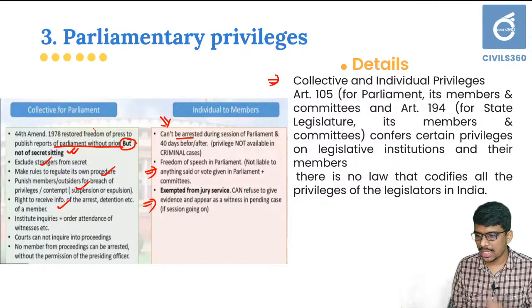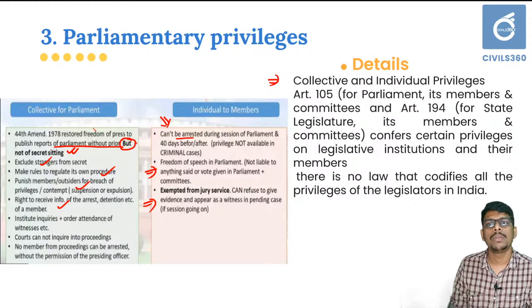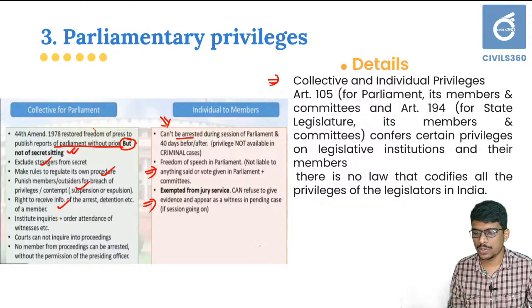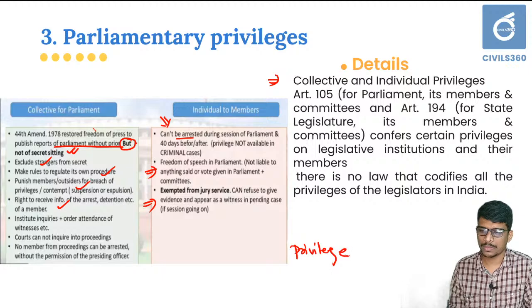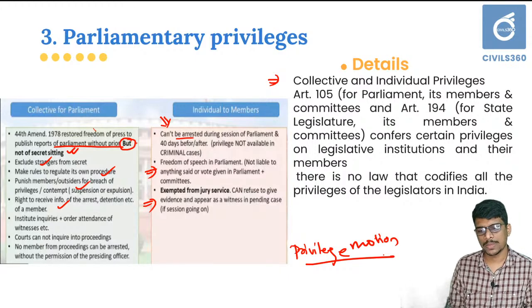For example, if ministers violate certain privileges, a member can ask the minister certain questions, and if the minister violates that right, it can also be charged under breach of privilege. That is a privilege motion. You should also get an idea of privilege motion.